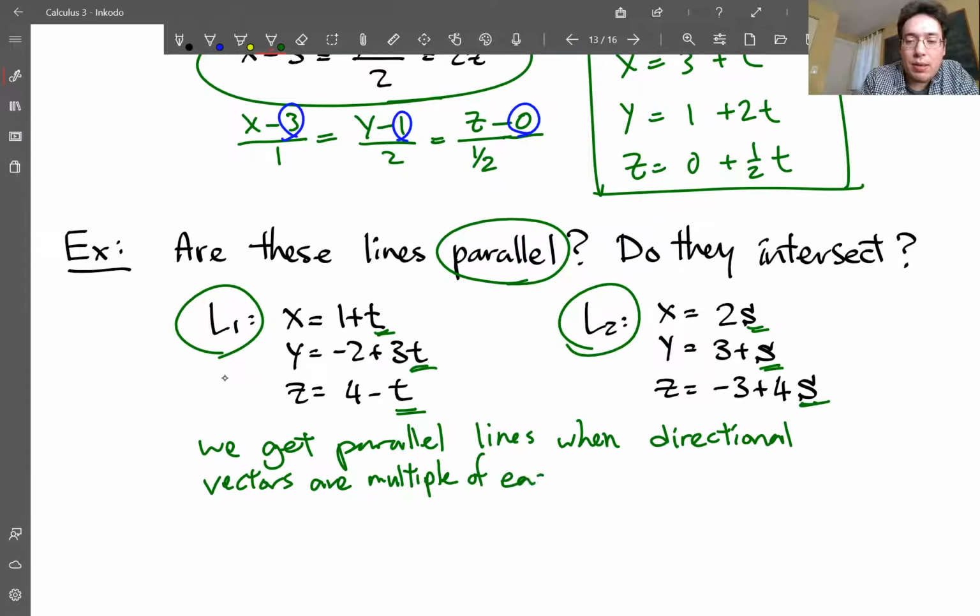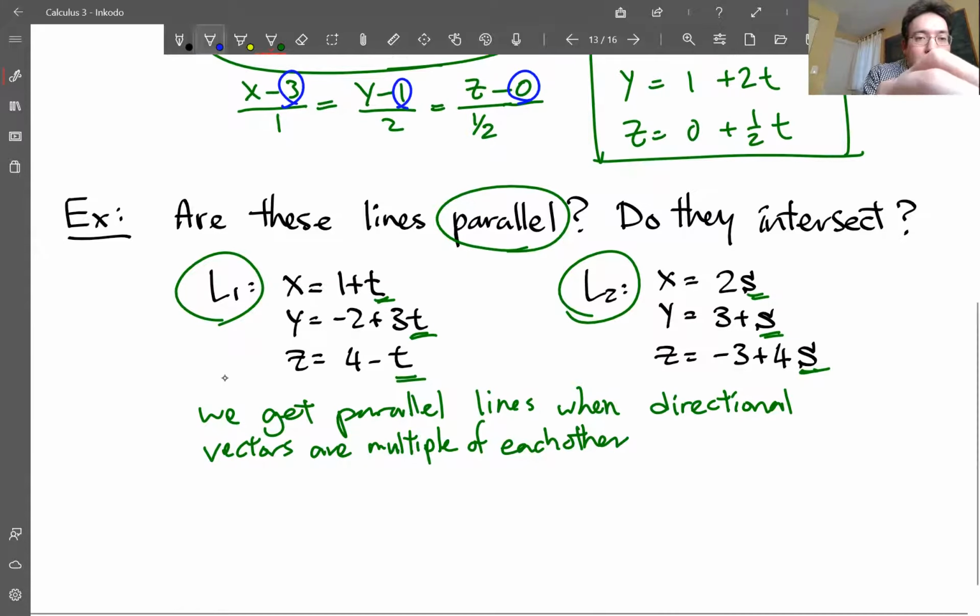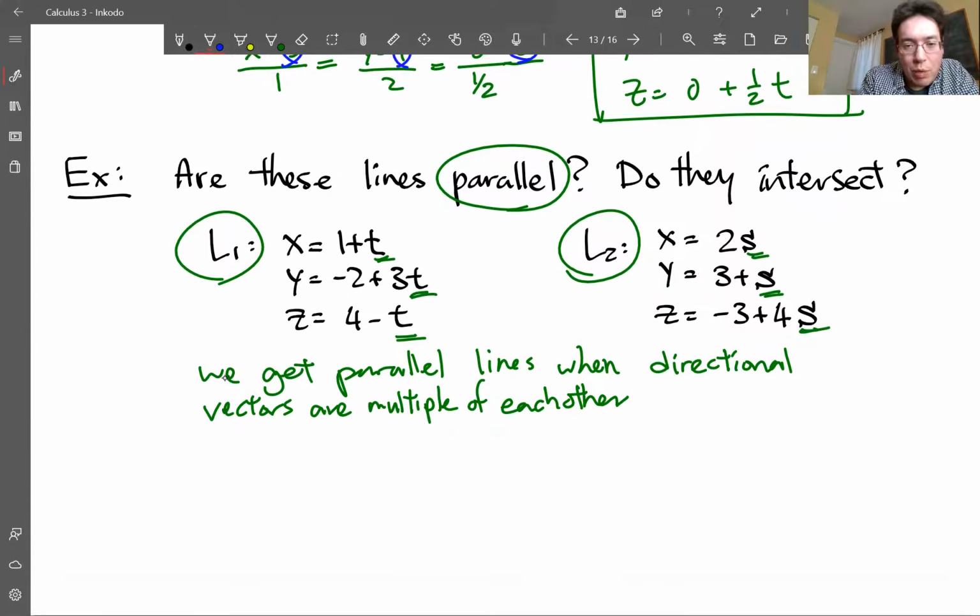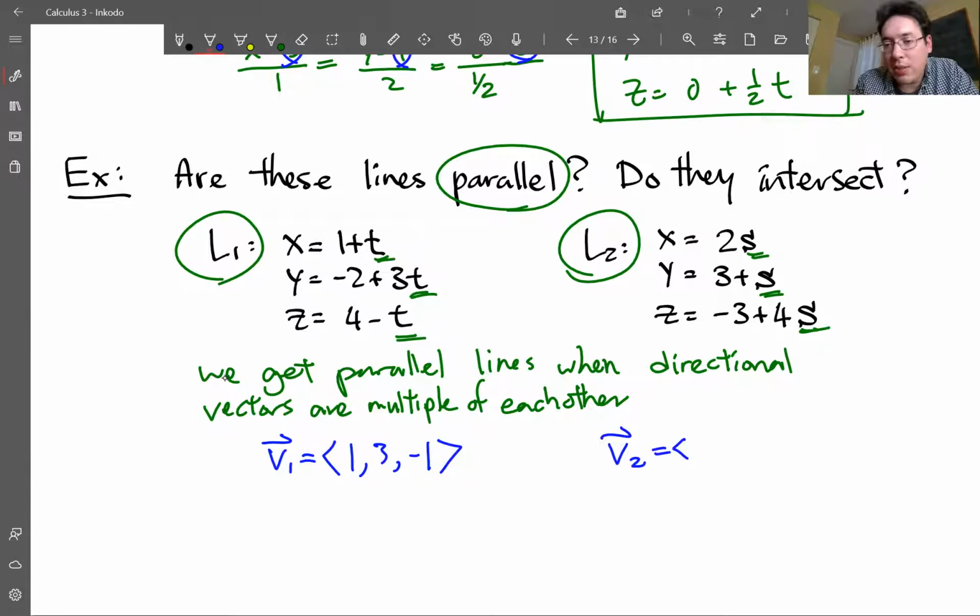Okay, so let's see if that's true. For the first equation, I'm reading the coefficients of the parameter t. So the directional vector for the first line is 1, 3, -1. And for the directional vector for the second line, I'm looking at the coefficients of s here. That would be 2, 1, and then 4.